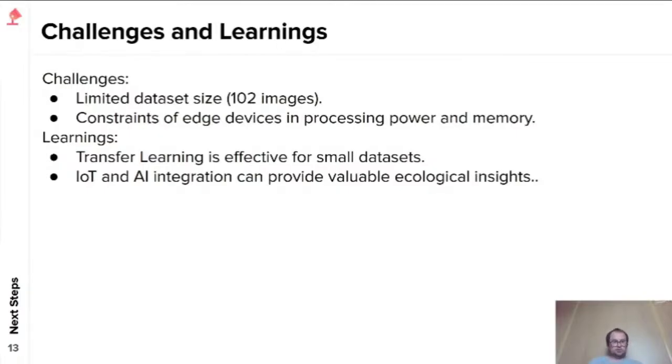What I learned and what the challenges were, you can see on this slide. We have a limited data set size because of the constrained flash memory and RAM on the devices. So there are constraints of the edge devices in processing power and memory, and I learned that transfer learning is very effective for small data sets, and IoT and AI integration can provide valuable ecological insights.